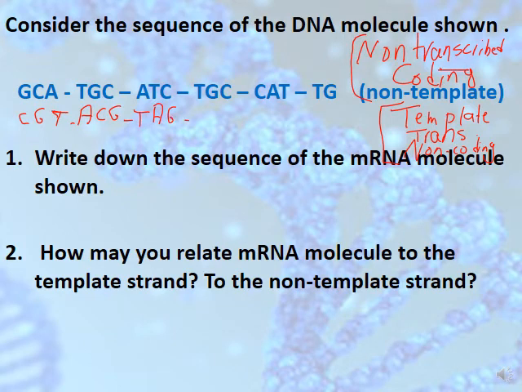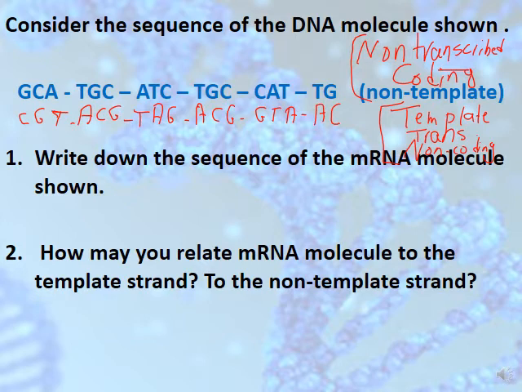The complementary of T is A. The complementary of G is C. The complementary of C is G. The complementary of C is G. A, the complementary is T. T, the complementary is A, and then we have T, the complementary is A, and G, the complementary is C. This is the complementary strand.